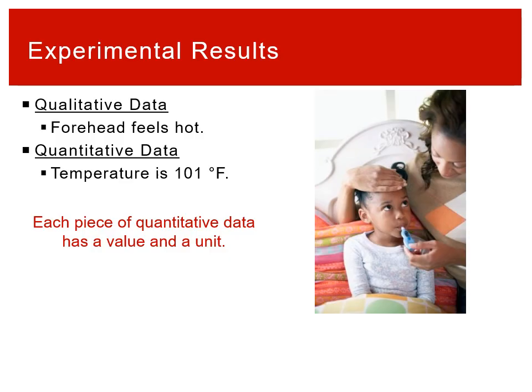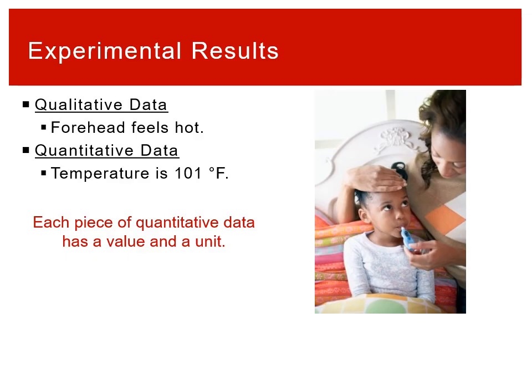You could do things that are qualitative, looking at some sort of quality, like her forehead feels hot, right? That's qualitative data. There's no number or value associated with it. Quantitative data would be actually taking her temperature, right? Temperature is 101 degrees Fahrenheit. So when you perform experiments, both types of data are collected and both types of data have their purpose.